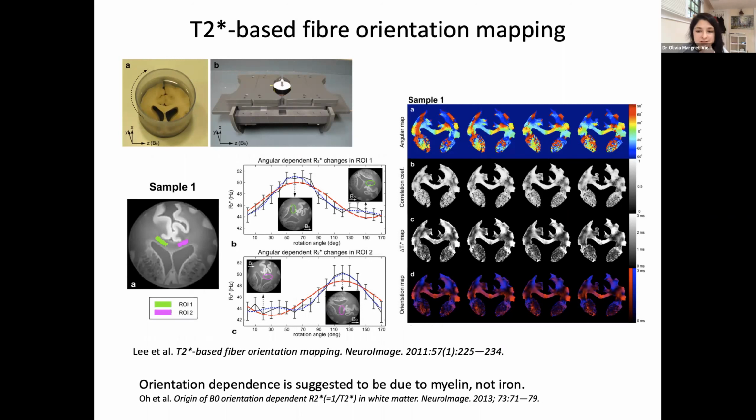This is a 70s study by Lee and colleagues. It's a white matter study, and they rotated an ex-vivo brain sample containing the corpus callosum in the scanner. And you can see here how the relaxation rate shows a strong orientation dependence with the rotation of this sample. And it is thought that this is mainly due to the myelin and not due to iron. So it's the fibers in the corpus callosum.